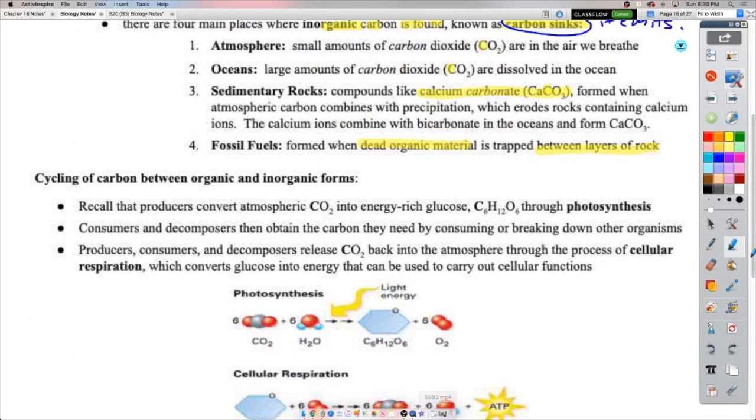So how does this cycling really occur? How does carbon go from being in a living thing to a non-living thing, or vice versa? Well, remember that producers convert atmospheric CO2 into glucose, energy-rich glucose, basically sugar, right? Through the process of photosynthesis. Who else can do photosynthesis besides producers? Trick question. Only producers can do photosynthesis, right?